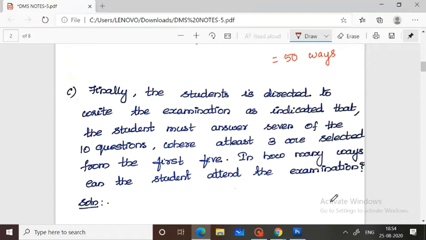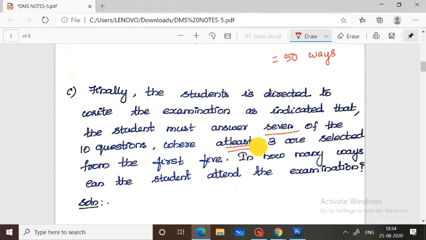The student must answer 7 questions out of the 10 questions. So the student must answer 7 questions out of the 10, where at least 3 are selected from the first 5. So 3 must be selected, where at least 3.